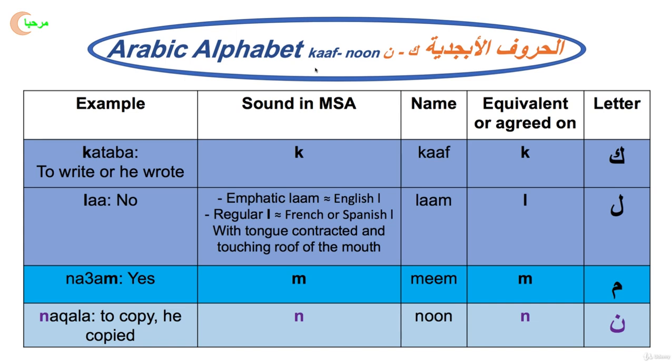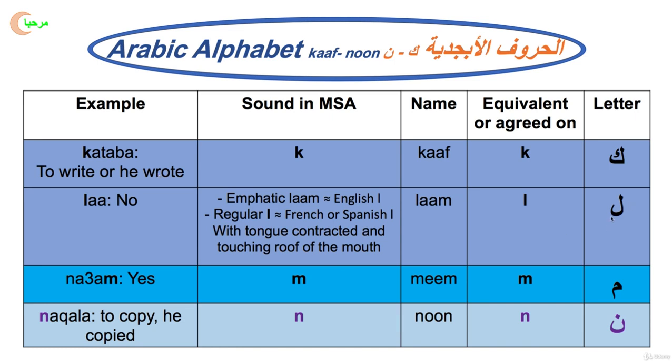جاهزين؟ يلا. The first letter here has an equivalent in English which is K, and the name of it is kaaf, and the sound is K, just like K in English. As an example, I have here kataba, meaning to write or he wrote. Remember that in Arabic, the infinitive is the same as he in the past.